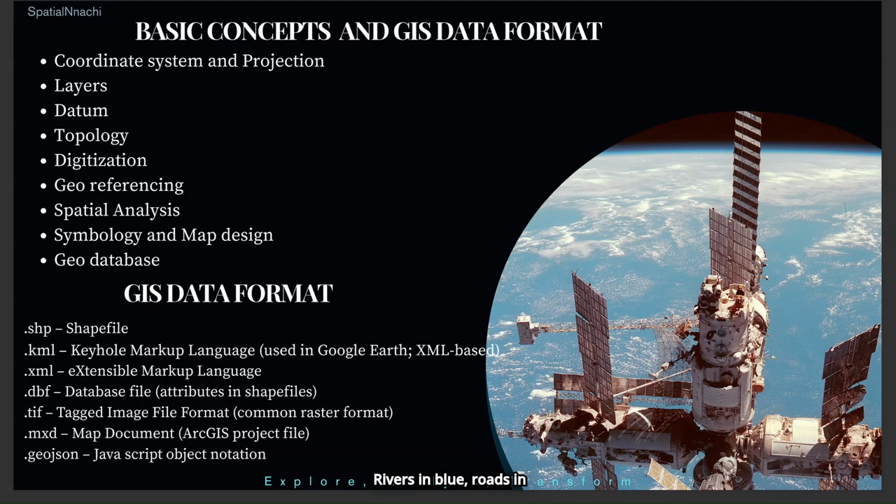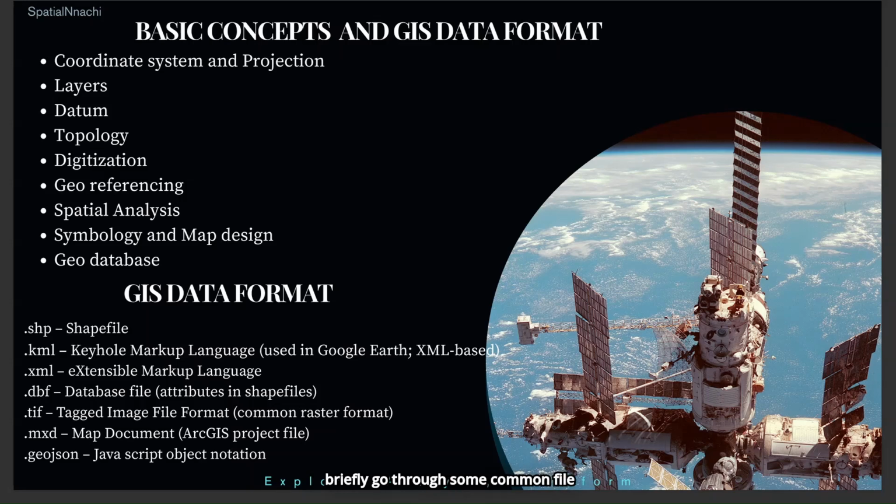Rivers in blue, roads in black, making your map easy to read and visually appealing. And finally, a geodatabase is where all GIS data is stored. Think of it as a digital cabinet holding your maps, tables, and features. Together, these concepts are the backbone of every powerful GIS project.